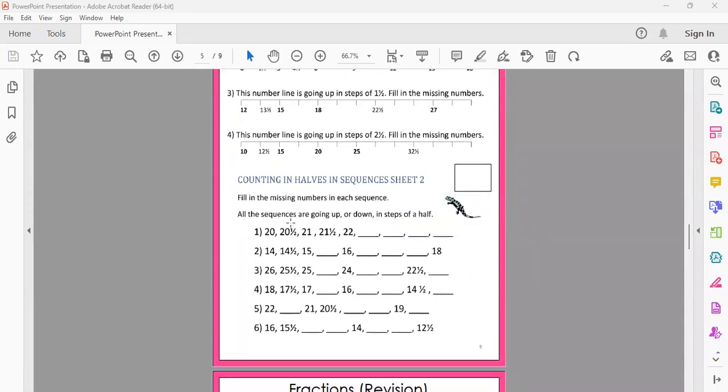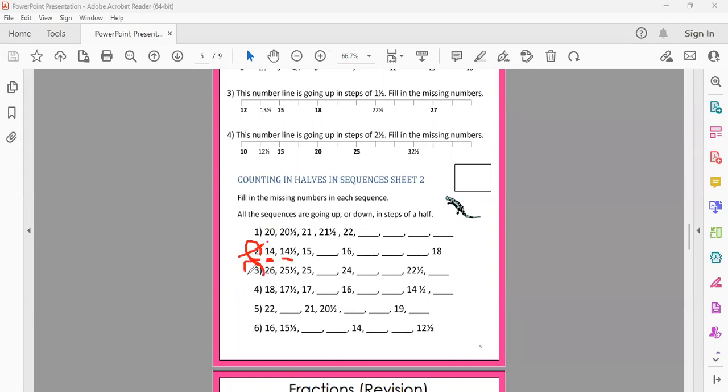Next, again, fill in the missing numbers. Some of these sequences are going up or going down in steps of a half. Look at them carefully. 20, 20.5. So this is going up. 21, 21.5. 22, 22.5. 23, 23.5. 24. That's how it goes. Now let's look at number 2. So you have 14, 14.5. Again, it's going up. I believe you can do this.